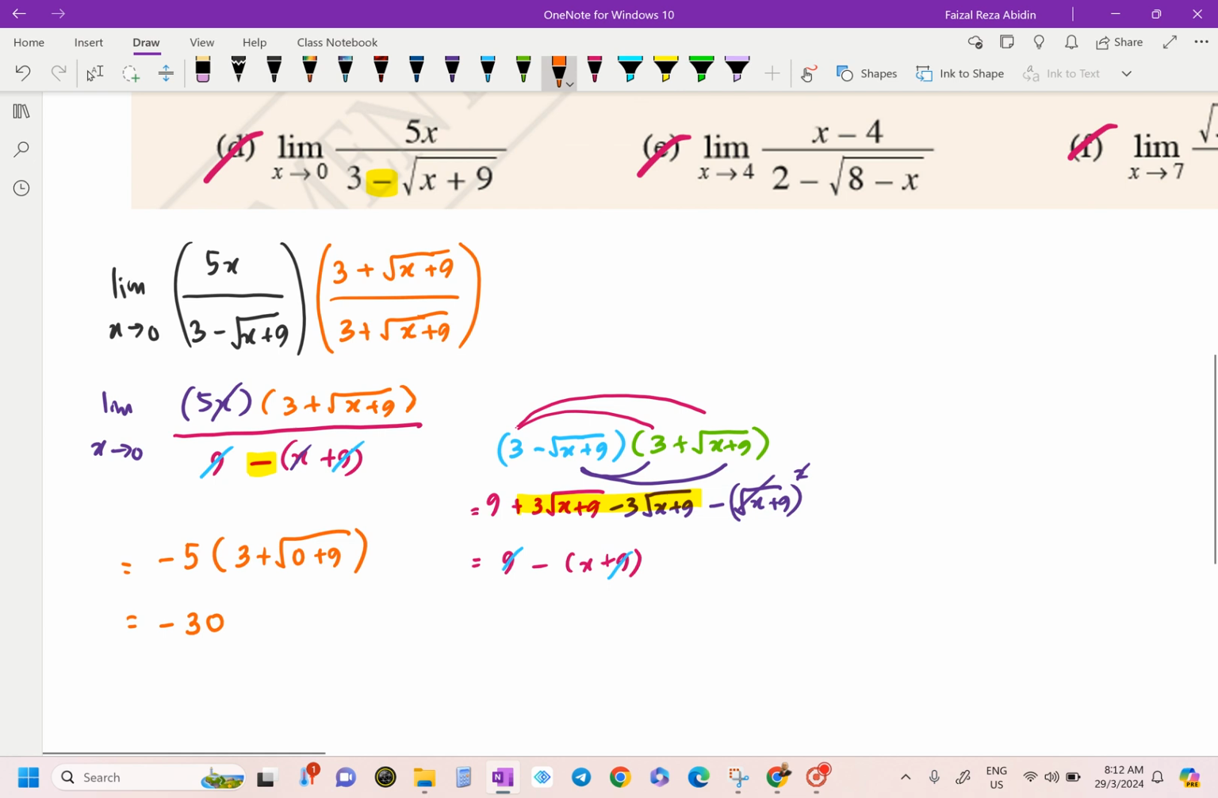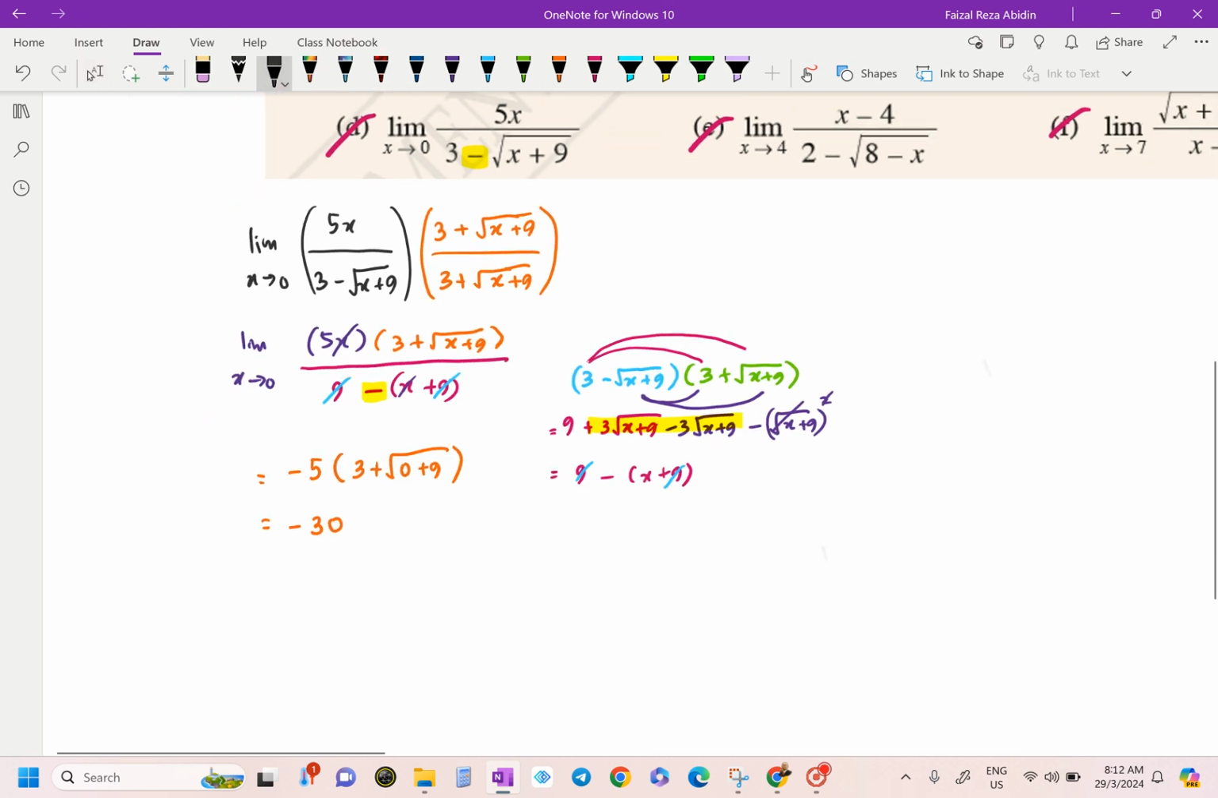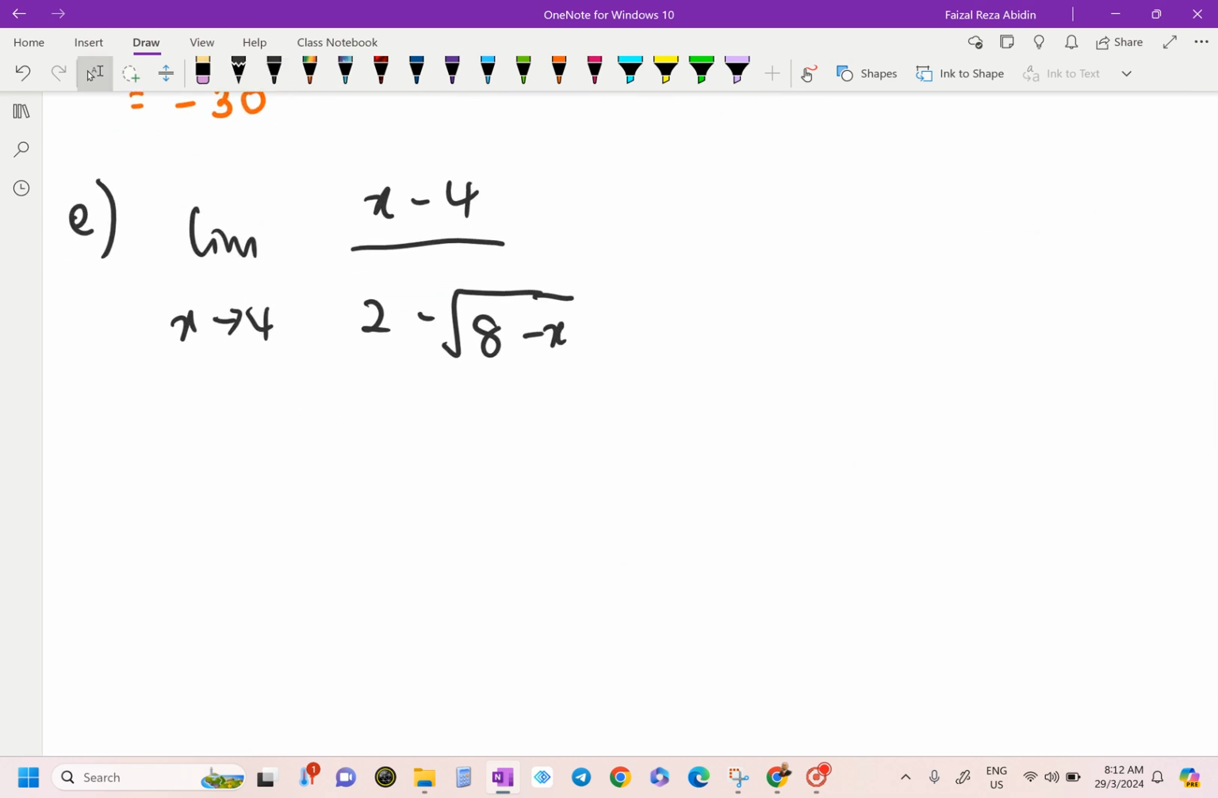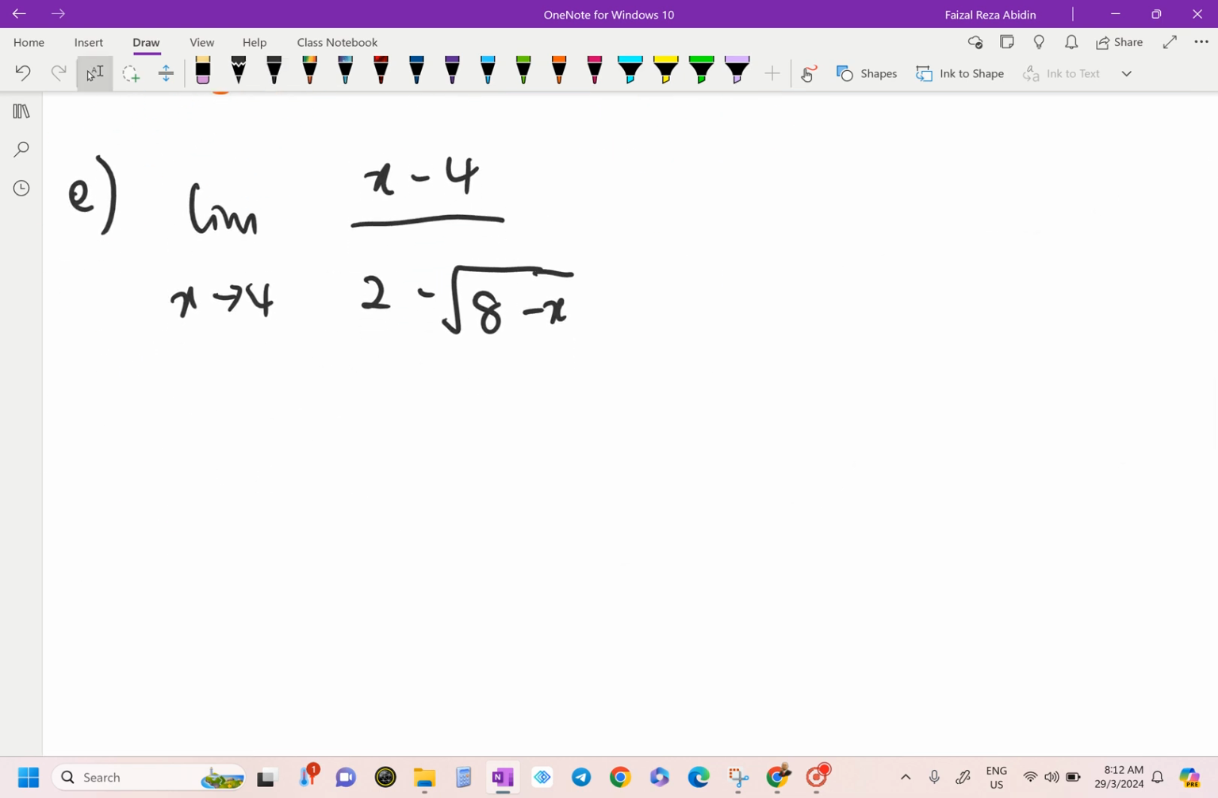Next for 3E. I'm just copying the question over here first. Sorry, this is D, this is E. The limit as x goes to 4 of x minus 4 over 2 minus the square root of 8 minus x. If you look over here for our E, if I substitute 4 in our denominator, I'm going to get 8 minus 4, so 8 minus 4 is going to be 4. Square root of 4 is going to be 2. 2 minus 2 is going to be 0.